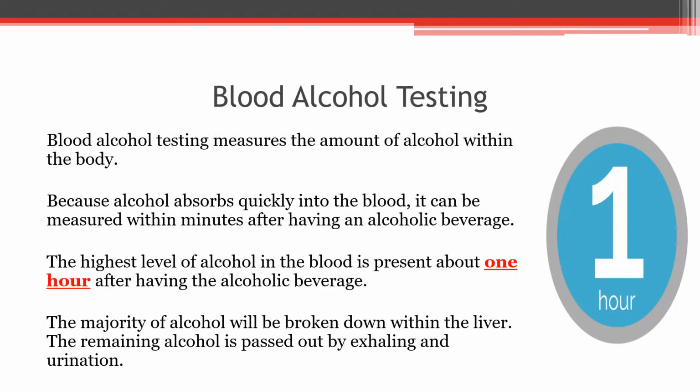Blood alcohol testing. Blood alcohol testing measures the amount of alcohol within the body. Because alcohol absorbs quickly into the blood, it can be measured within minutes after having an alcoholic beverage. The highest level of alcohol in the blood is present about 1 hour after having the alcoholic beverage. The majority of the alcohol will be broken down within the liver. The remaining alcohol is passed out by exhaling and urination.